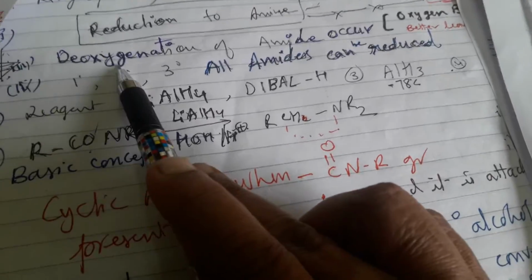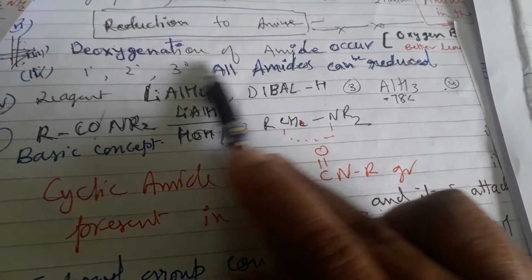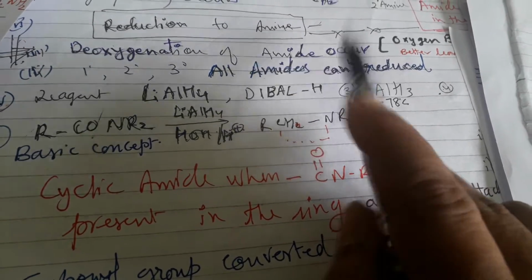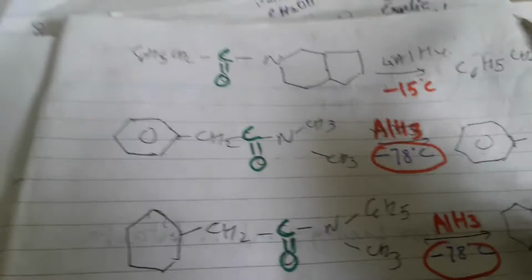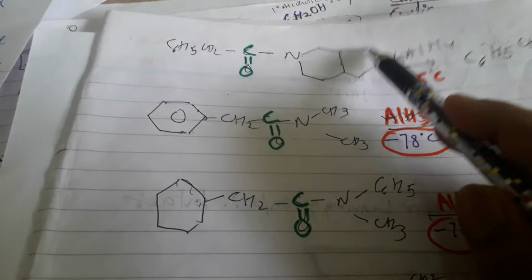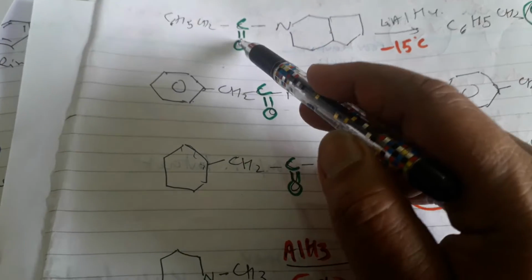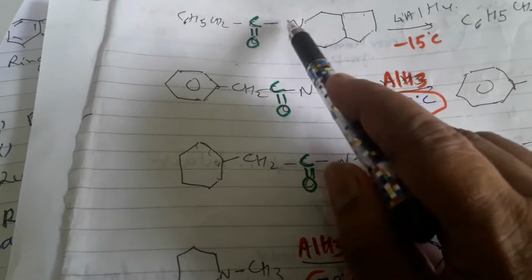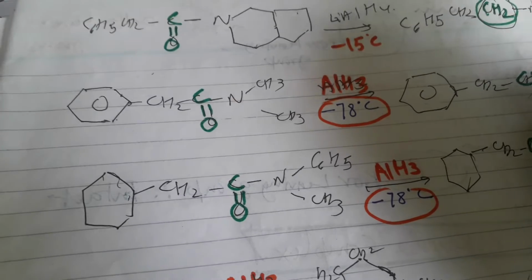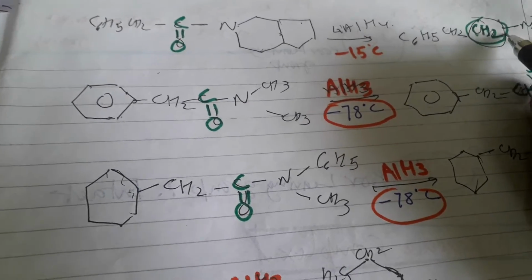Now we are discussing deoxygenation of amide. In which case does deoxygenation of amide occur? When the carbonyl group is converted into a CH2 group. But it is also taking LiAlH4 at minus 15 degree C. Then this C6H5CH2CON. See, this is external. The carbonyl group is external to the ring, so the ring will remain as such. There will be no breaking of the ring. Here it will become CH2. That's it. The CO group is converted into CH2.